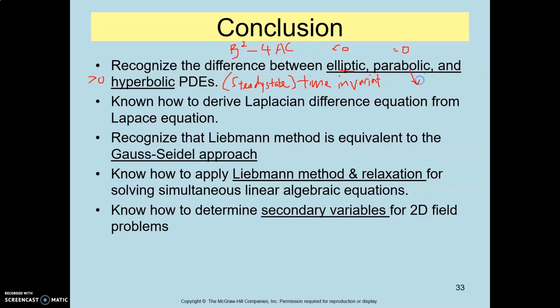Next one is the parabolic PDE, which is time variant, which means that it's transient and it can change with respect to time. Lastly, hyperbolic is also transient, can change with respect to time, and this one is oscillating as well. But the parabolic is non-oscillating.